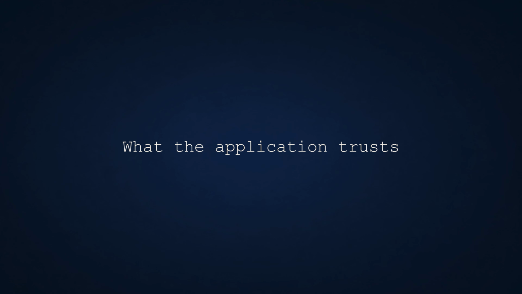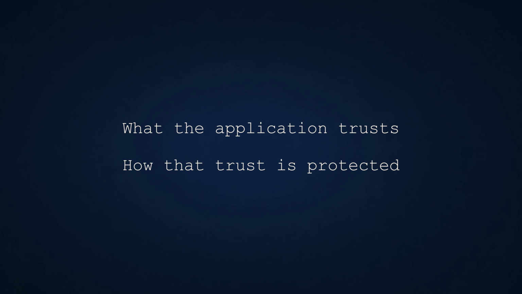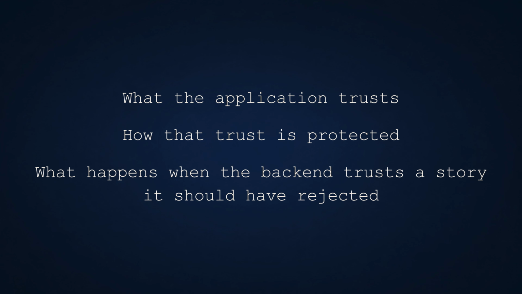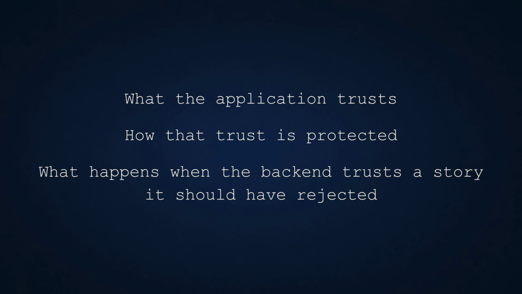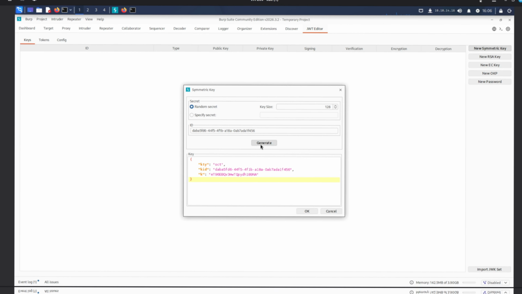Because if the application believes the wrong token, the login page can look completely normal, while the real weakness is already sitting inside the session. That's what makes JWT attacks so interesting. They are about understanding what the application trusts, how that trust is protected, and what happens when the backend trusts a story it should have rejected. So today we are going to break that story apart, understand why it matters, and then I will show you exactly how it looks in practice. So let's get to it.